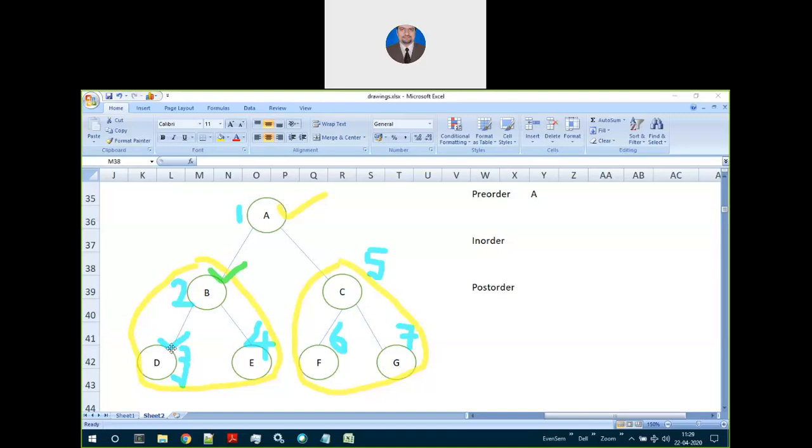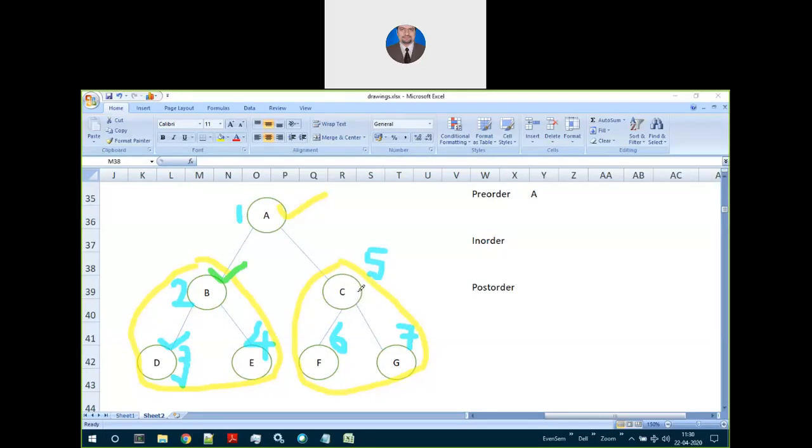So after visiting this left, who is the right of B? Right of B is E. So next will be E. After visiting this one, the left part of A is completed. So I have to shift to the right child of A. Then who is the right child of A? It is C. So now we can say that C is again a subtree. It is making a subtree with F and G. Since it is pre-order, first I have to visit what? The parent, that is C. So fifth will be C.